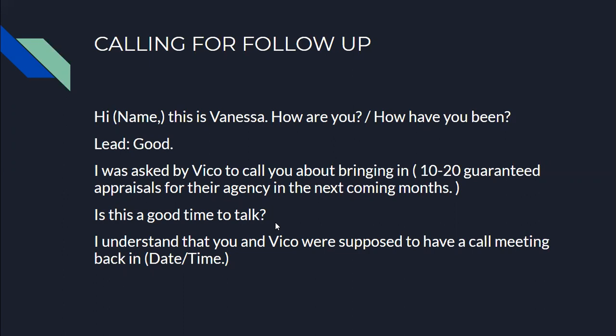So if we check the date under notes, it's going to show when they no showed. So I understand that you and Vico were supposed to have a meeting back in March, say March the 21st, yesterday. And maybe you two were just too busy, but that meeting did not push through. So I'm just calling to check what happened, and if you're still interested, and so on. So this is how the conversation would go.